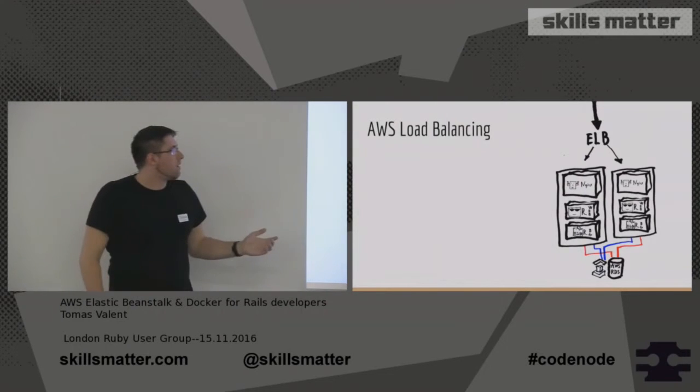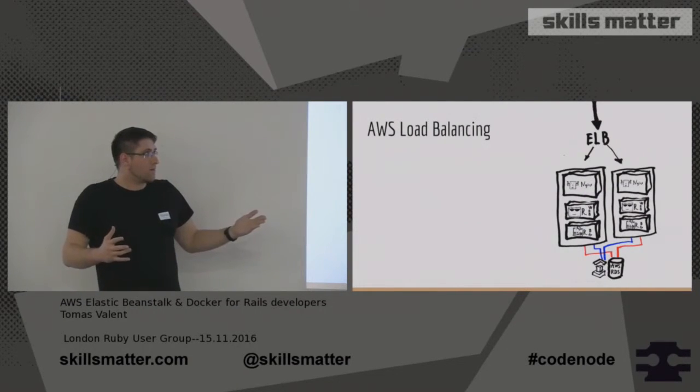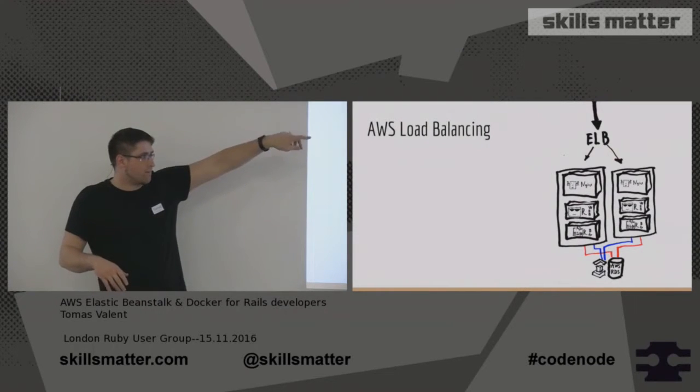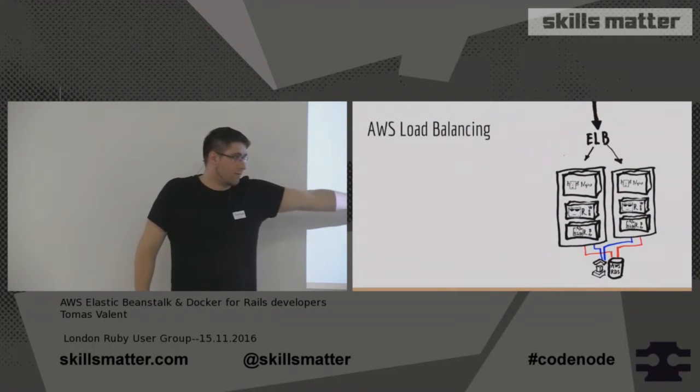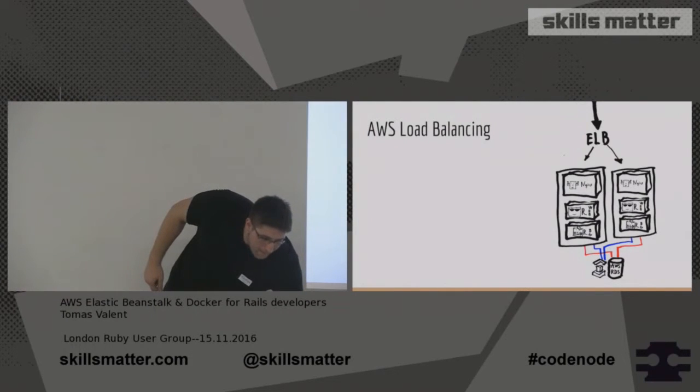Now, nothing will change also in the load balance environment. So we are using ELB, EC2 instances running our containers, and everything is connected to Elastic Cache and RDS.